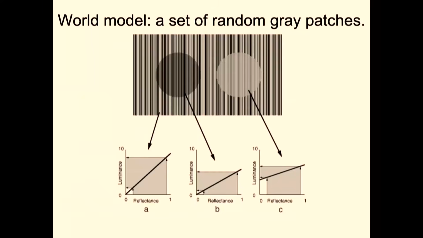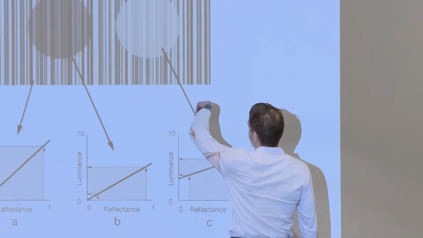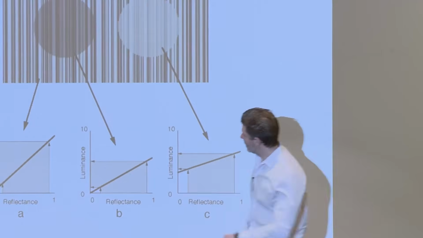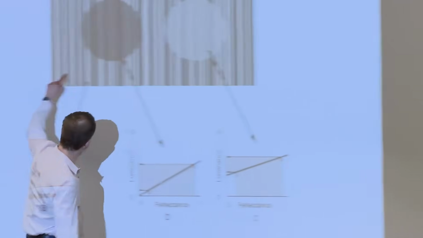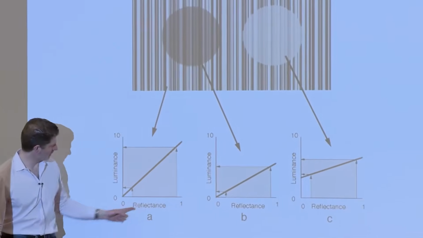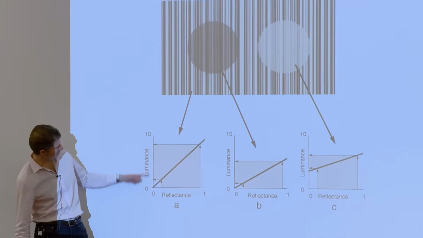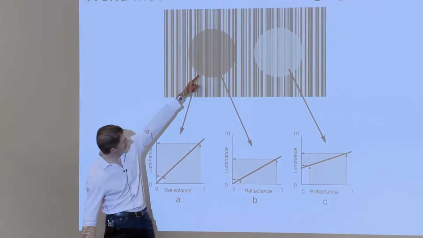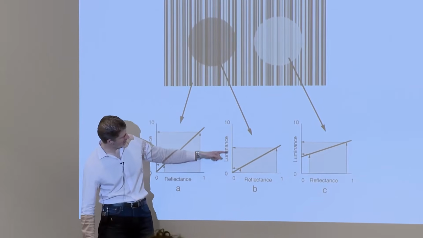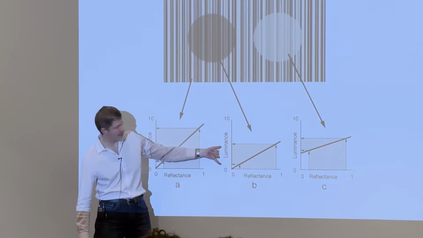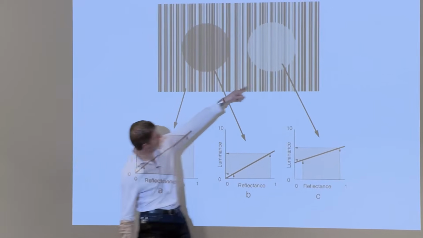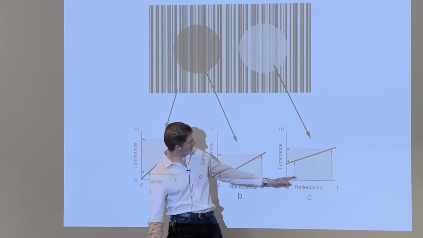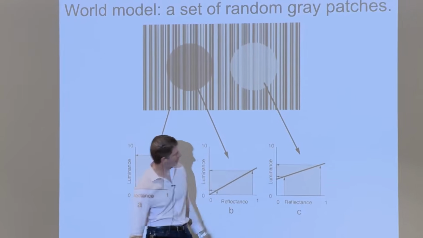And this is what these would actually look like. Okay, so we've got this set of random gray patches here. They're stripes. And in the high illumination condition, the reflectance here gets mapped onto this particular range of luminance. In the lower illumination condition, it gets mapped onto a smaller and lower range of luminance values. And then here's the hazy condition where it gets shifted up.